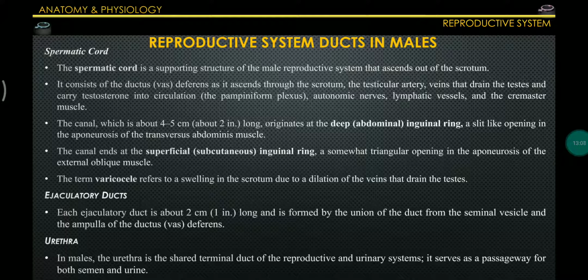And lastly, the ejaculatory ducts, which are a common urogenital ductal tract after the vas deferens. And the urethra is the terminal duct of the reproductive system, which is a common tract for both the urinary system and the reproductive system.